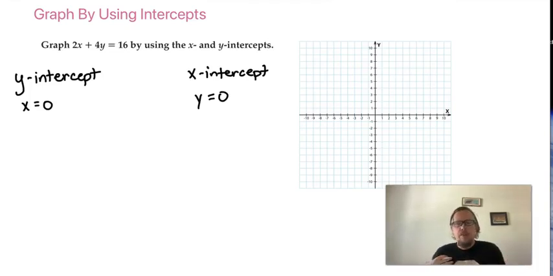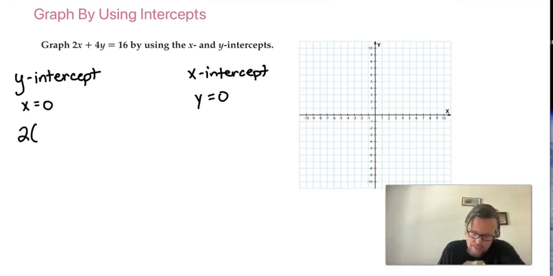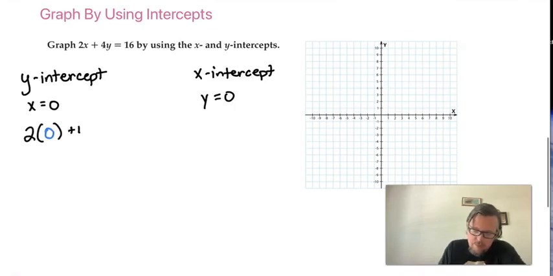And once we know both of those, we can use those 2 points to graph this equation. And we know the equation is going to be linear because the equation is written in standard form, and any equation that can be written in standard form is linear. So let's take our equation. It's 2 times x, and we're going to replace the x with 0. So 2x plus 4y equals 16.